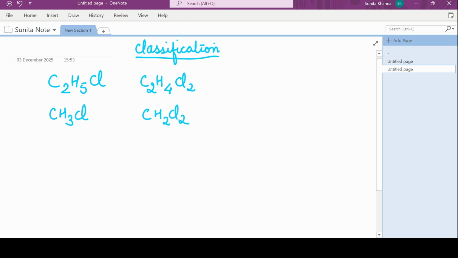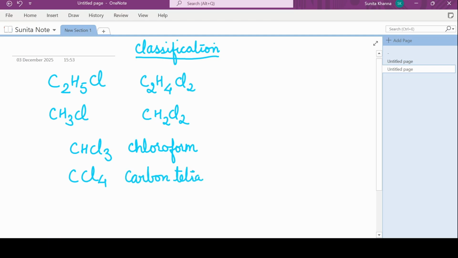CH2Cl2, dichloro. CHCl3, which is commonly known as chloroform, it is a trichloro derivative, right? It is chloroform, the common name. If I write CCl4, all the 4 hydrogens of methane are replaced, and it is carbon tetrachloride. Okay, it is carbon tetrachloride.